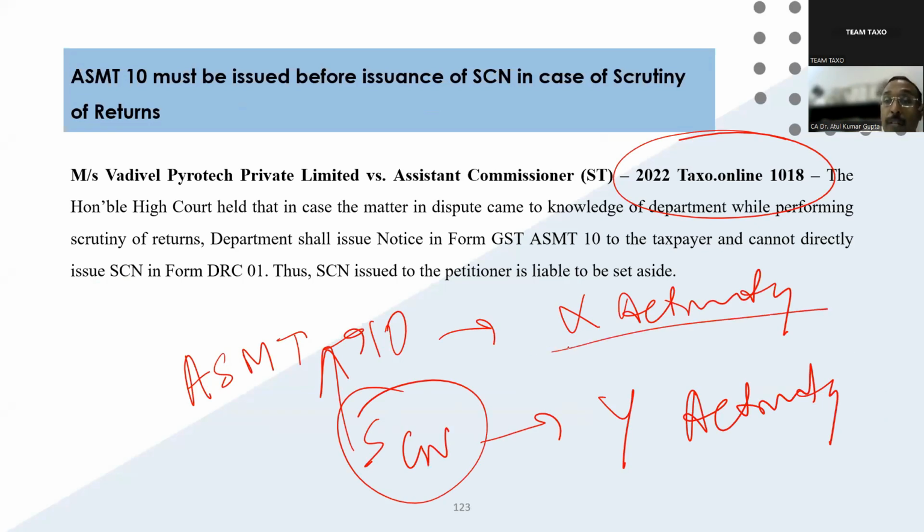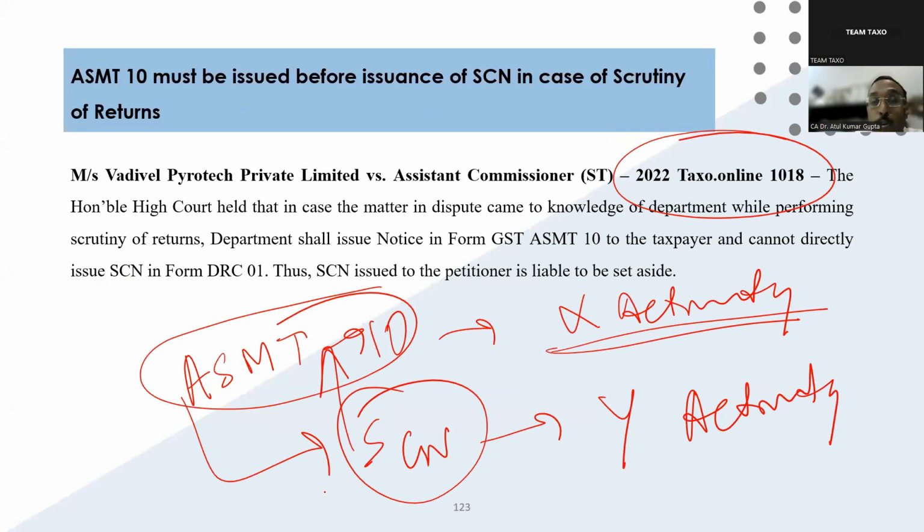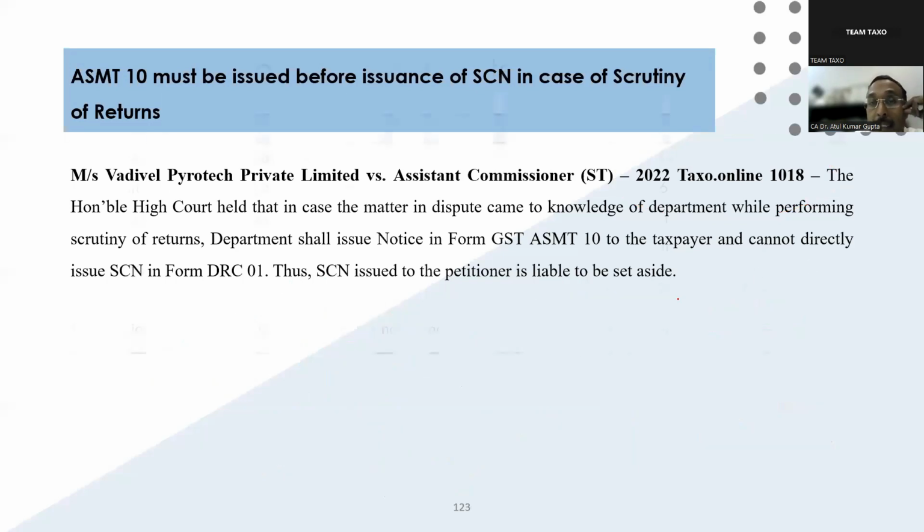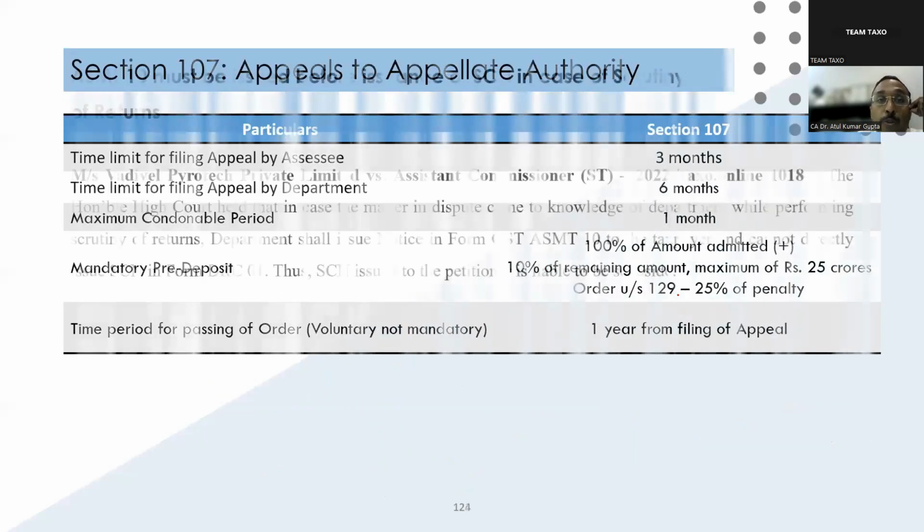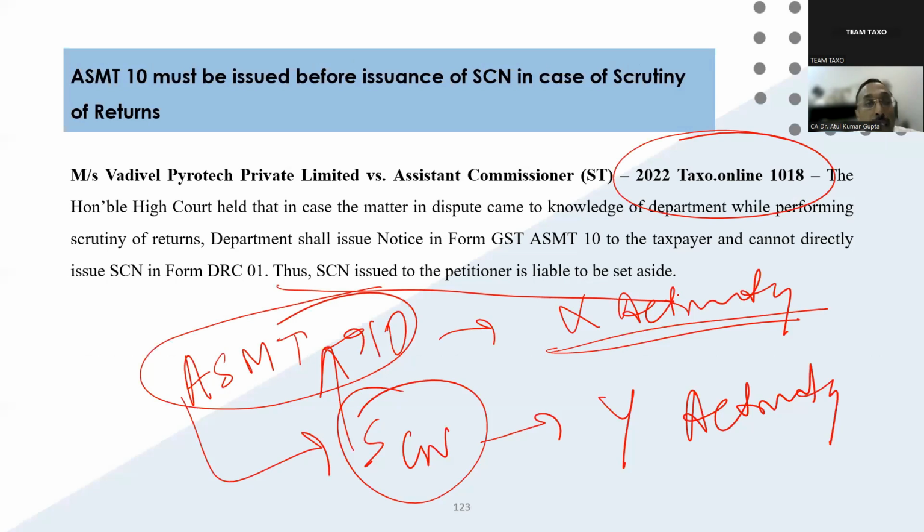So, my dear friend, it's very important that in case there is a mismatch between the ASMT 10 and the show cause notice on the specific issue, then also the show cause notice will be liable to be set aside. So, my dear friend, these are the few judgments which I wished to discuss with you. I covered the first case of Sanjeev Kapoorji.